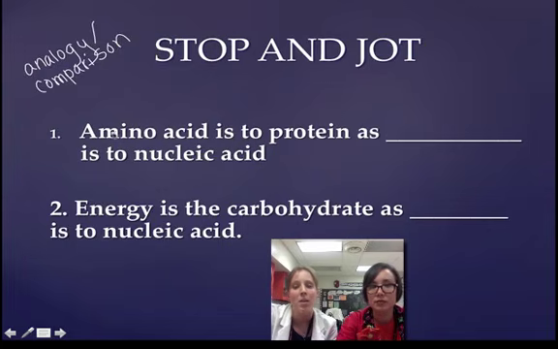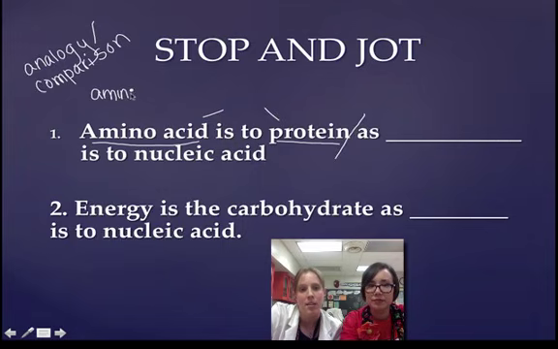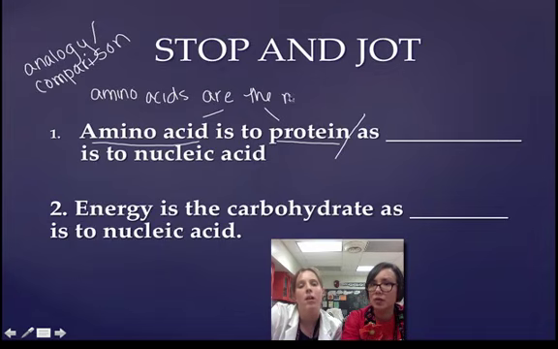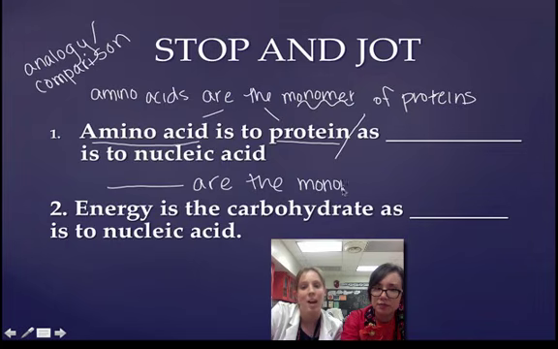Number 1 says amino acid is to protein as blank is to nucleic acid. All right, so let's figure out how to tackle this. I'm going to break this up and figure out what the relationship is between amino acid and protein. I'm going to write it out. Amino acids are the monomers, or the building blocks, of proteins. Now that I figured out the relationship between those two things, I need to go back to the second one. Blank are the monomers. So it has to be the exact same relationship of nucleic acid.